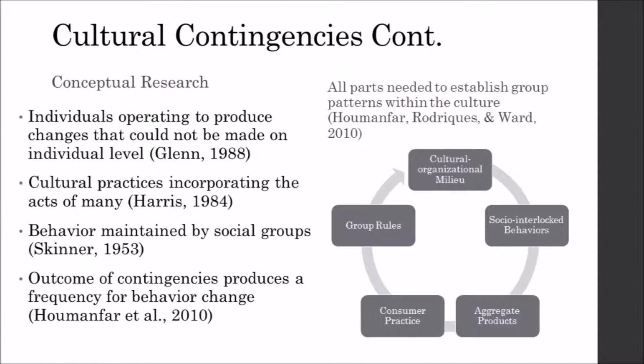Houmanfar et al. 2010 separated the concept of a meta-contingency into 5 main parts. These parts are cultural organizational milieu, interlocked behaviors, aggregate product, consumer practice, and group rules. All parts work together to establish patterns within a cultural community. An example of this practice would be holding a door for another individual. The consequence of one person's behavior is an antecedent for another person's behavior.